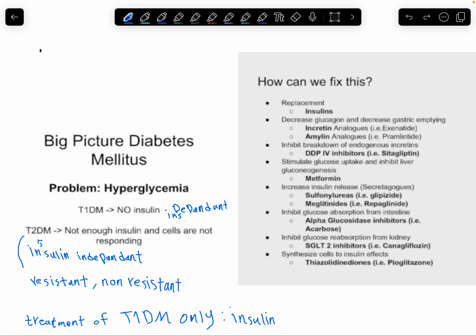The second one is amylin analogs or pramlintide. It will do the same, it will send a message to release insulin and suppress the appetite, the hunger center, because when our glucagon is stimulating, glucagon also stimulates our appetite center.